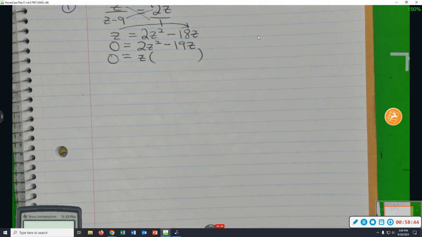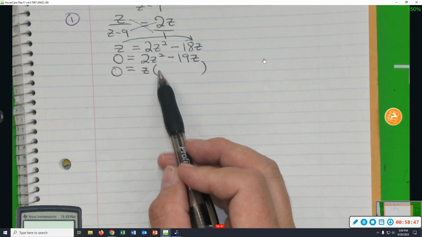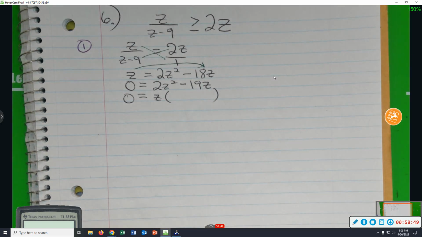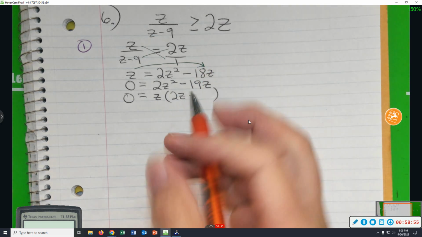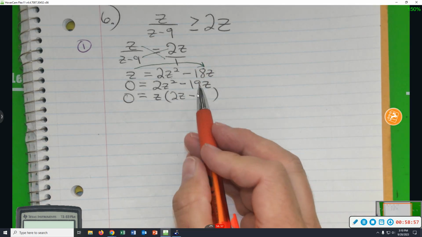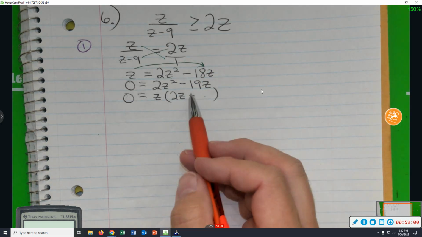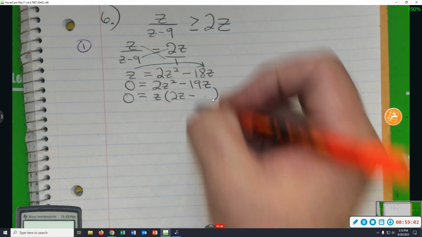Okay. Z times what is going to give me a 2z squared? 2z, okay. Minus z times what gives us that minus 19z. I've already written the minus 19.